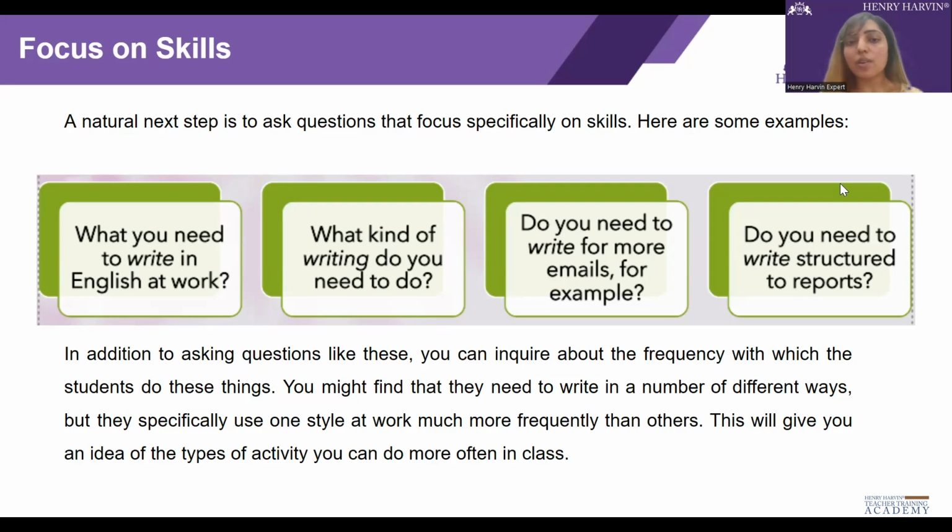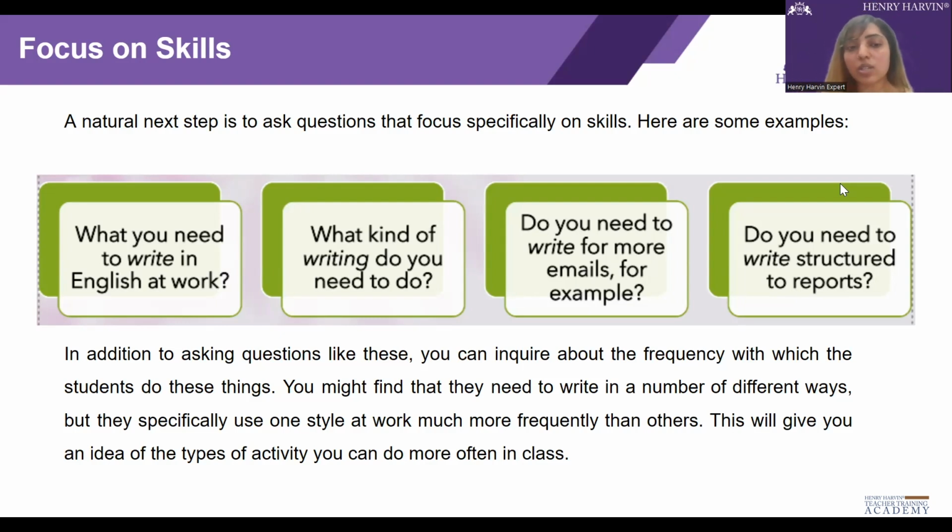Email, chat, what kind of writing do you need to do? Who do you need to write for more emails? Okay. For example, as in you're writing an email directly to the client or to your colleague or to your boss, do you need to write structure or report? You also have to create reports, like a full report. Okay, so you need to just ask about the skill set in terms of writing as well.